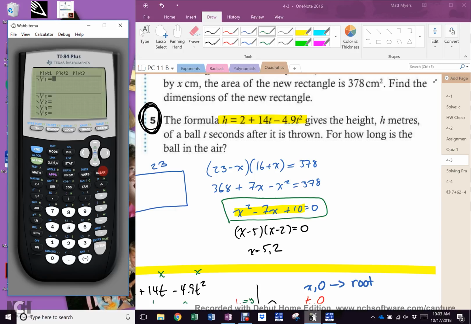How do I do that? What do I hit for that? I hit the variable button, then I square it. Minus 7, variable button. Plus 10. Everybody good? And then I'm going to graph it. Now something weird's going to happen.